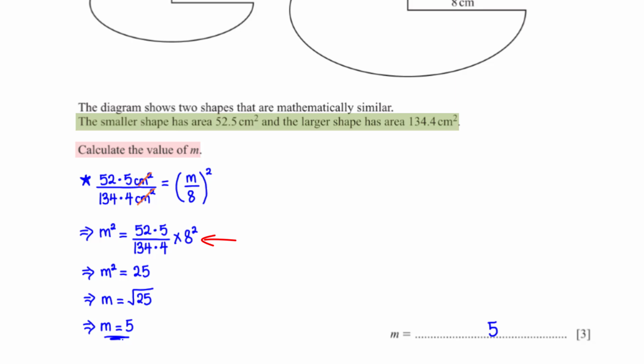52.5 divided by 134.4 times 8 squared gives us 25. When we take the square root of both sides, we get M equals square root of 25. Square root of 25 is 5.